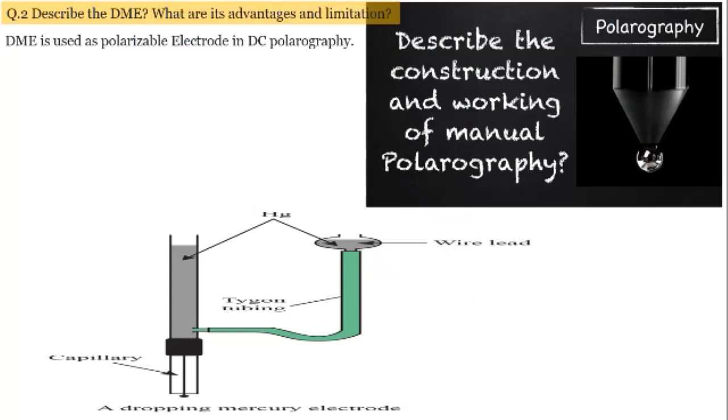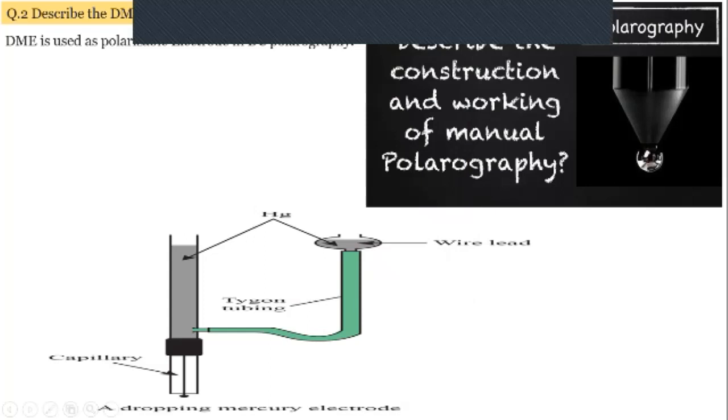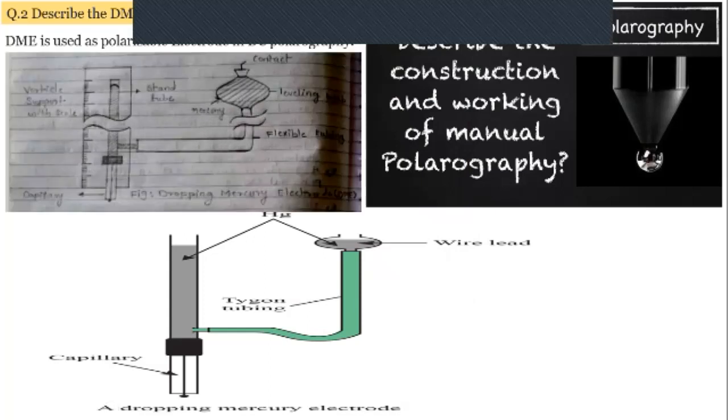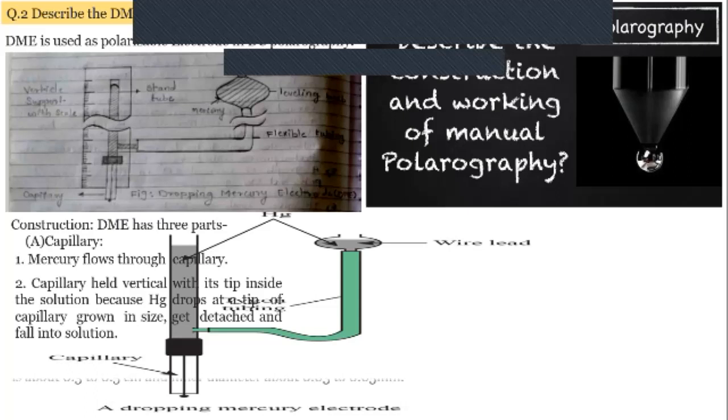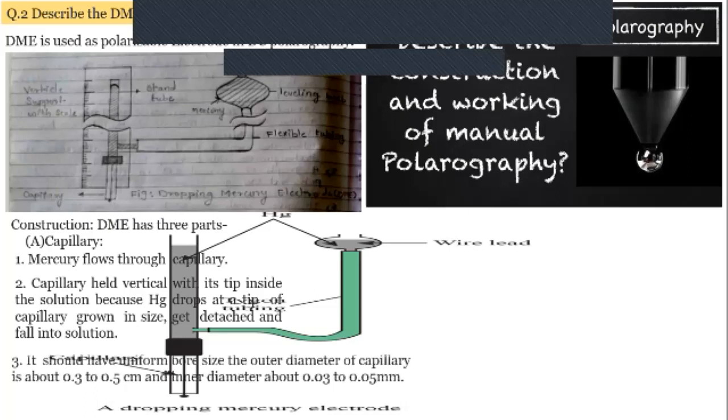See, the DME is used as a polarizable electrode in DC polarography. This is the diagram that is present in your notes. You can draw this diagram or the one below; both are allowed. You can see it has three parts. First is the capillary, second is the reservoir, and third is the latex tube.